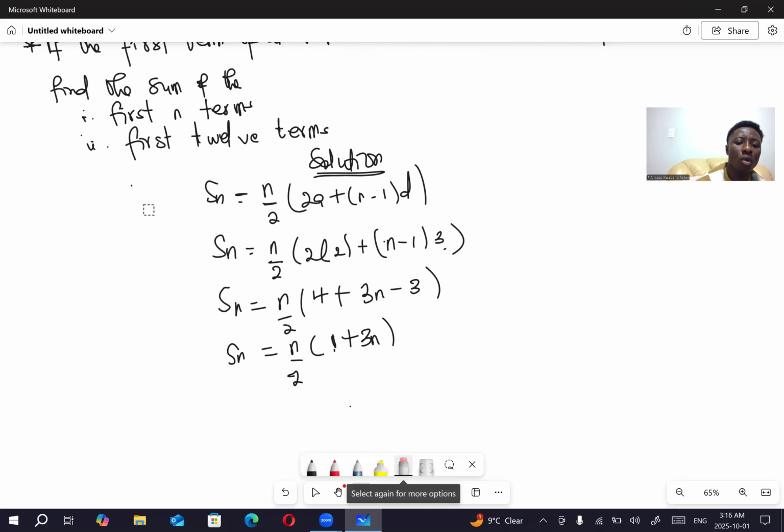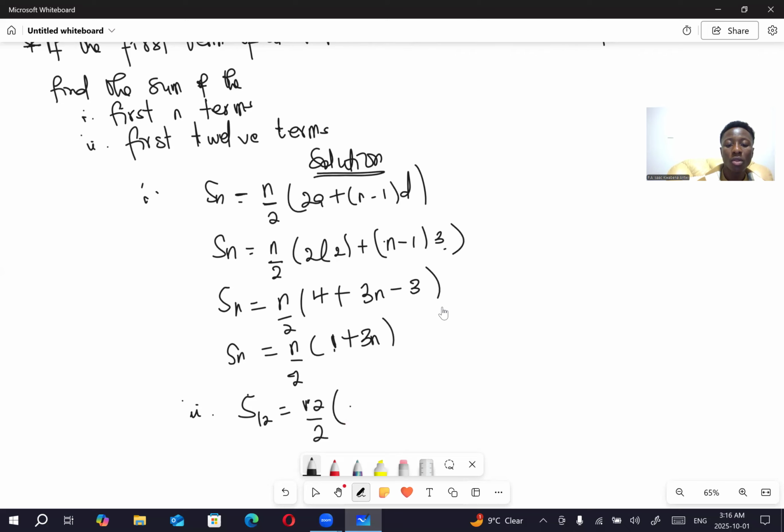It's continuous. So, find the sum of the first 12 terms. What was your answer? Right there, you just infer from part one. So S12 will be equal to, you've reduced it, n over 2, right? So that'll be 12 over 2 into bracket 1 plus 3 times what? 12.